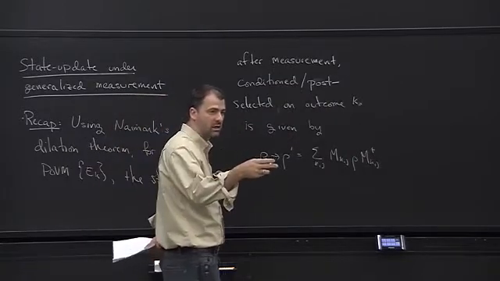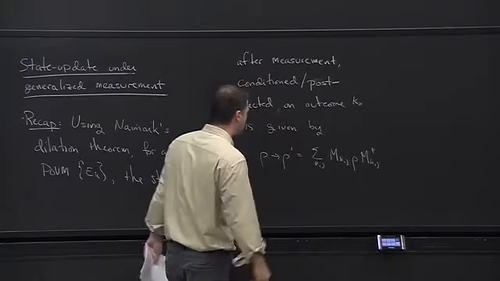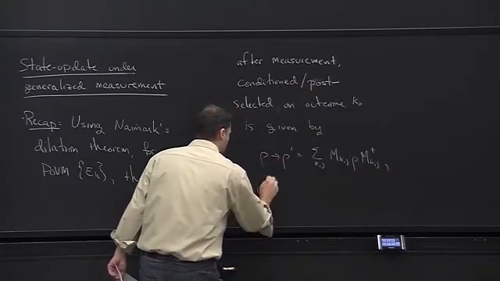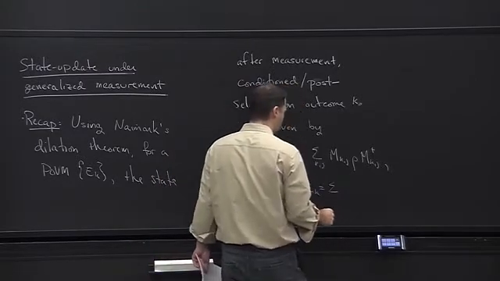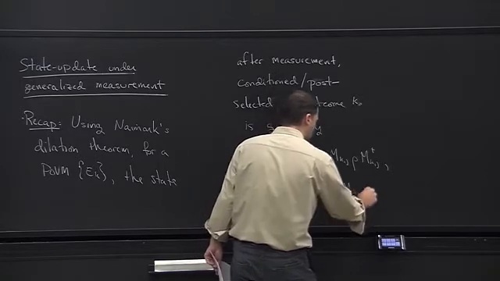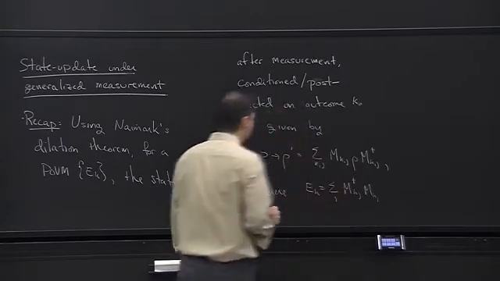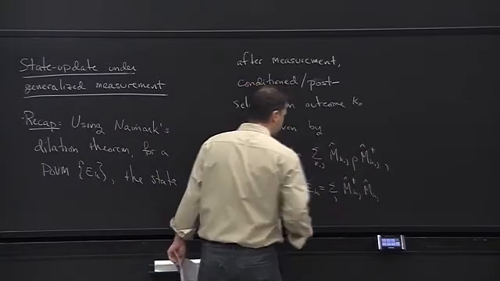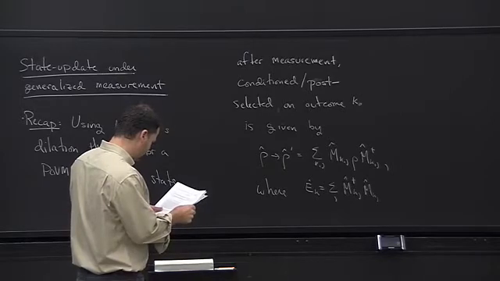Okay, so some of the students confirmed for me on Friday afternoon that indeed they could not see how to reduce this to the usual formula, but I'll get to that in a second. Where EK is equal to a sum over J MKJ, and the dagger goes probably here. Yes, that's right. Dagger goes there.